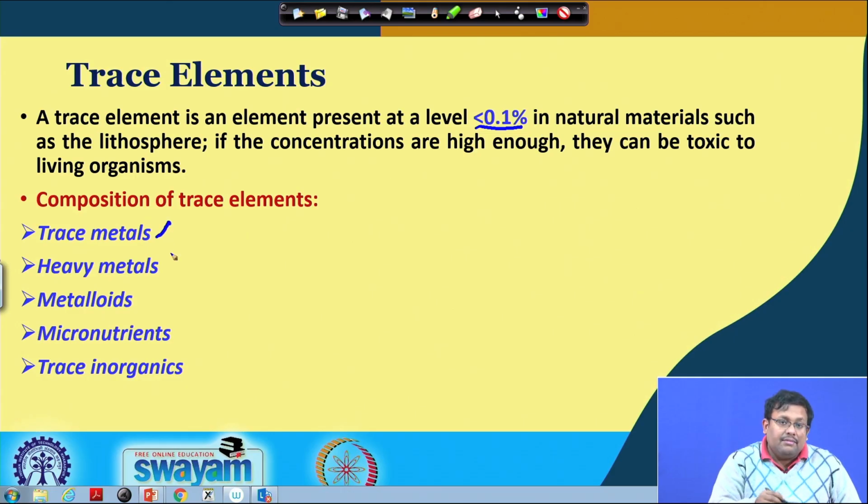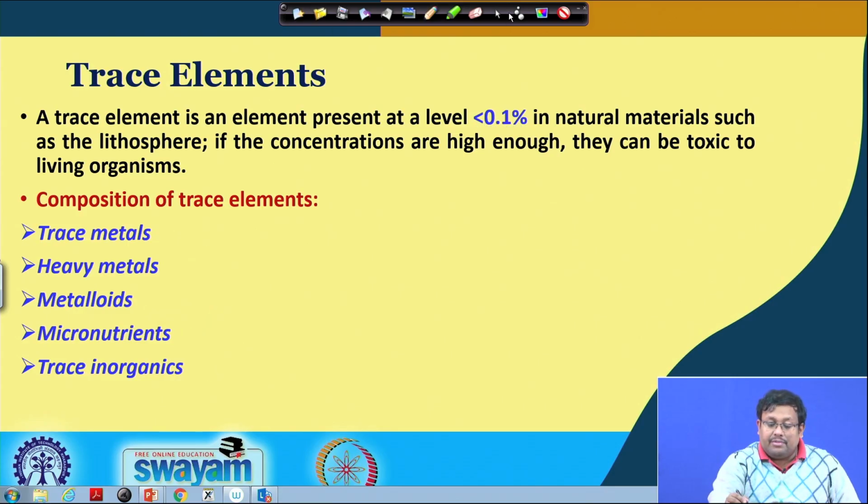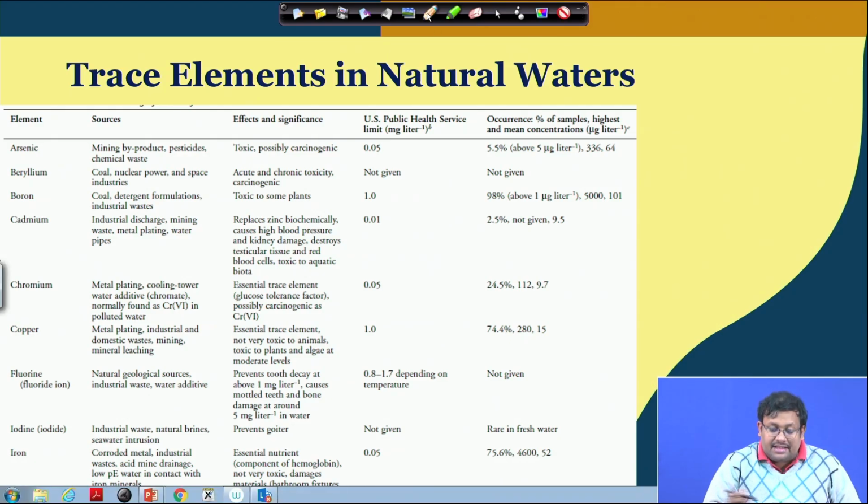So, there are different types of classifications of trace elements. We have heavy metals, metalloids, with arsenic being an important metalloid, then micronutrients as well as trace inorganics. When they are present in very high concentration, they can create several types of environmental hazards. So, we will discuss them. This table basically shows the trace elements in different types of natural waters.